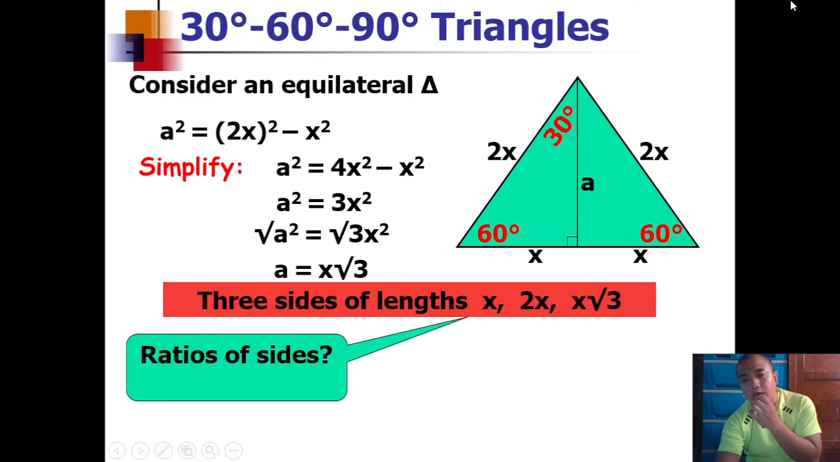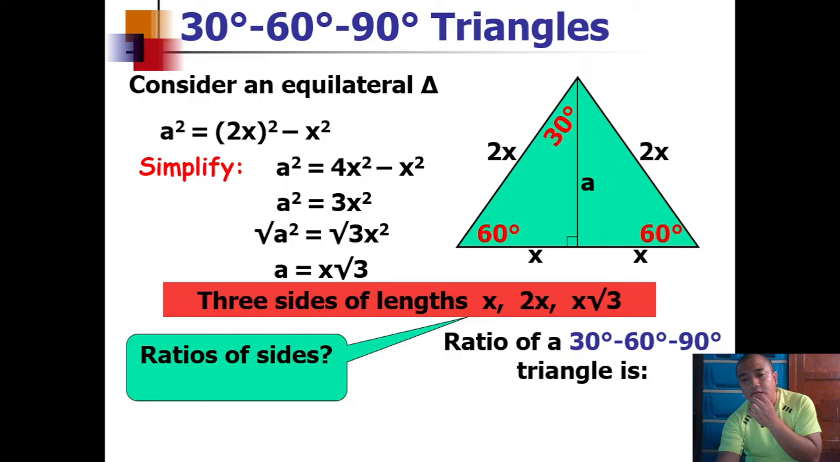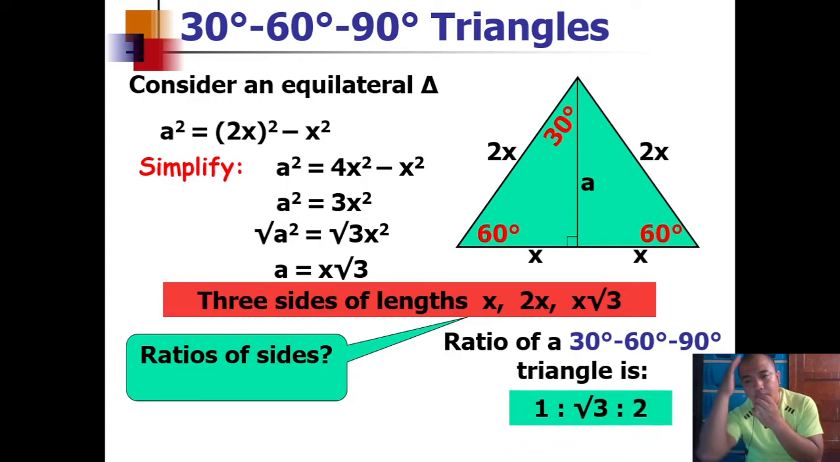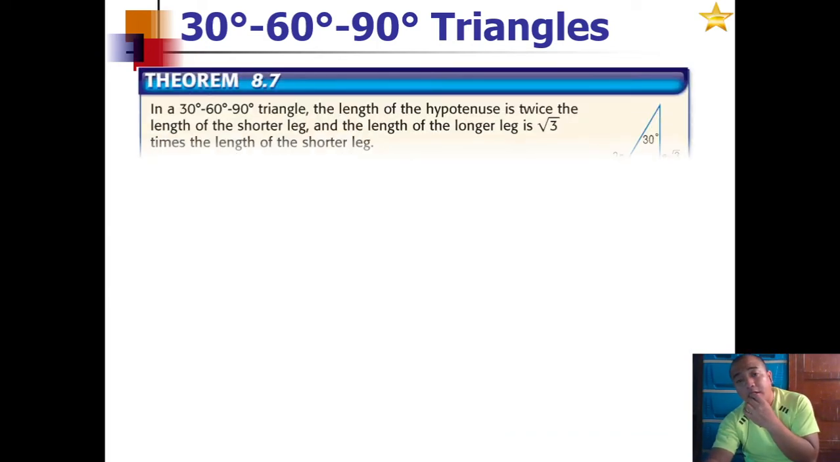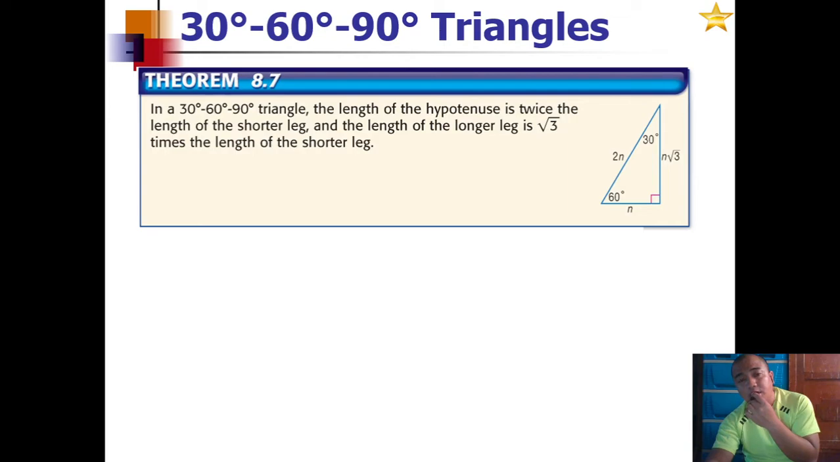3 sides of lengths x, 2x, x square root of 3. Yan, bale yan yung right triangle dito. What is the ratio of the sides of a 30, 60, 90 degree triangle? It is 1 is to square root of 3 is to 2. Yan yung ratio ng 30, 60, 90 degree triangle. So, theorem for 30, 60, 90 degree triangle. In a 30, 60, 90 degree triangle, the length of the hypotenuse is twice the length of the shorter leg. That means yung opposite ng 30 degrees, that's the shorter leg. The one opposite of the 60 degree angle is the longer leg.